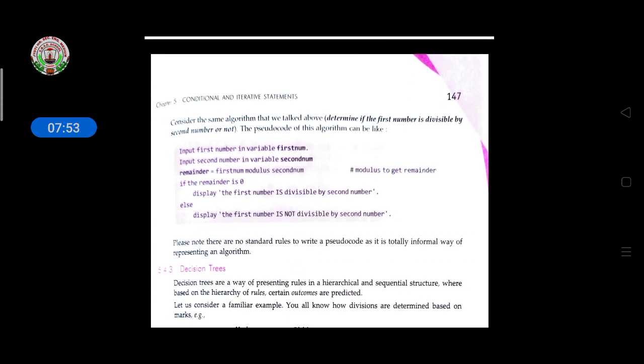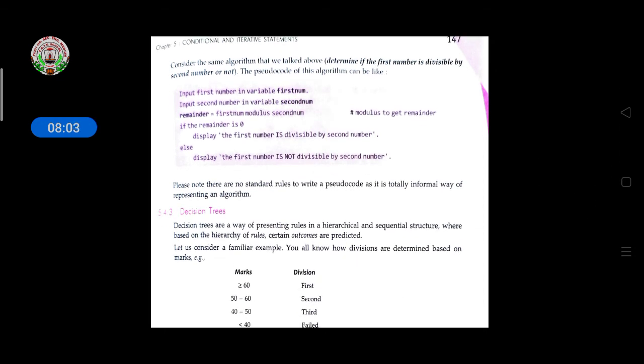Then consider some algorithm that we talked about: determine if the first number is divisible by the second number or not. The pseudocode of this algorithm can be like here: input first number in variable first number, input second number in variable second number, then remainder equals first number modulus second number. Modulus means you get the remainder when the first number is divided by the second number.